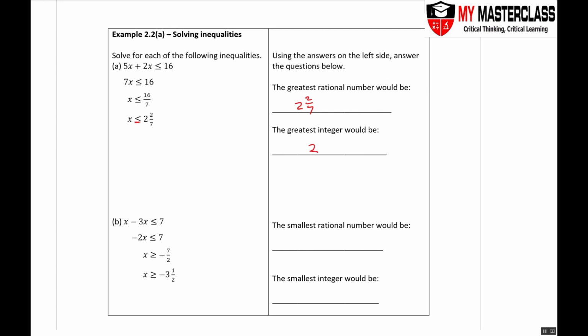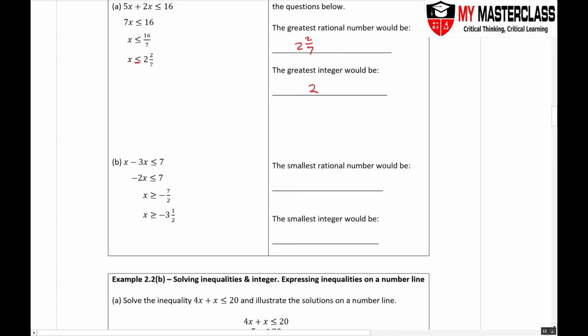Same thing for the example below for part B. x minus 3x less than or equal to 7. Simplify, I got minus 2x less than or equal to 7. Bring the 2 over, and because you are dividing by minus 2, you flip the sign. Our final answer is x more than or equal to minus 3.5.